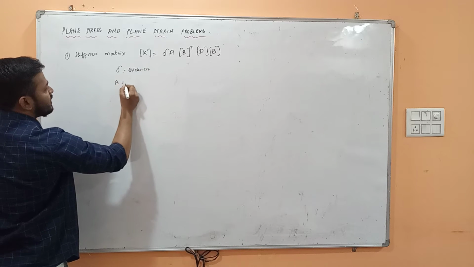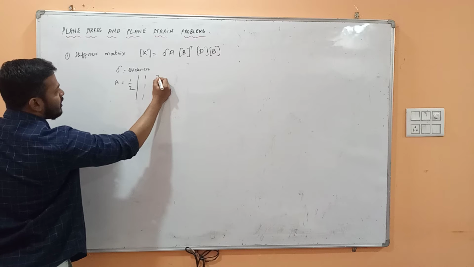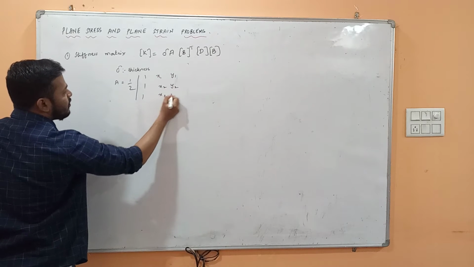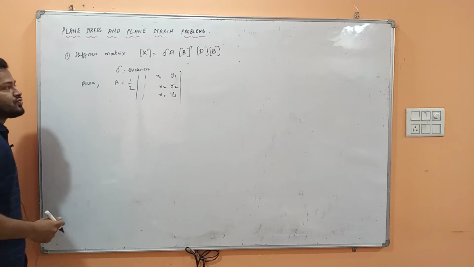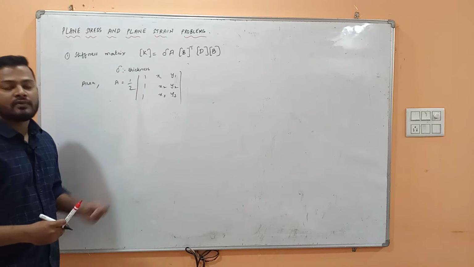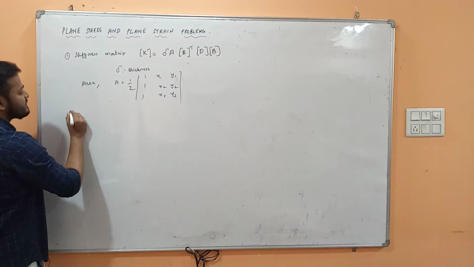A is area, which can be found by the formula of the determinant with rows 1, x1, y1; 1, x2, y2; 1, x3, y3. So this is the area of a triangle, because usually in plane stress and plane strain problems, we have triangular type of elements. Next is B, which is called the strain displacement matrix.